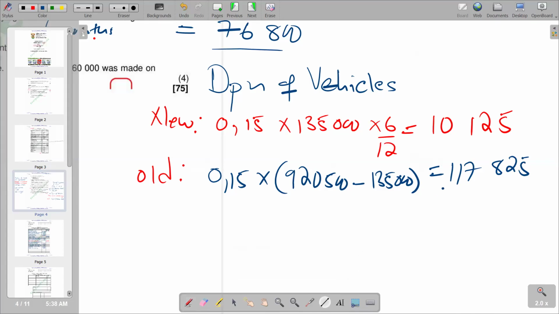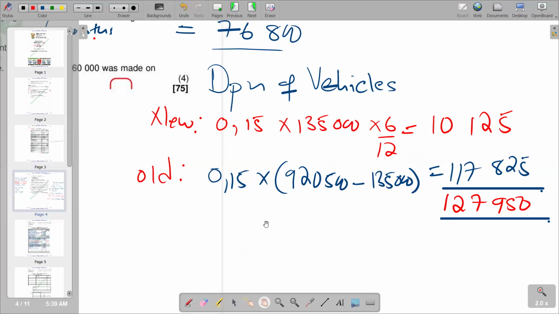So the old vehicles that were there for the whole year. So you add the two, this one and this one, to get the total depreciation for vehicles for the year. You now say 10,125 plus 170,825. So we can see what we get there. Then the answer that we are supposed to get is 127,950. So here we have 127,950, which is depreciation for vehicles.